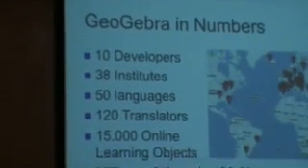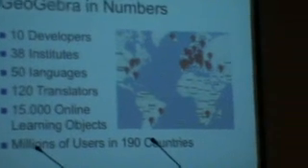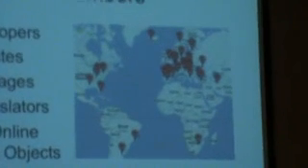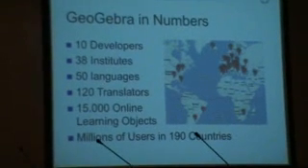Now there are 38 Geogebra institutes around the world, and it's growing almost every week. The translations of Geogebra started with Spanish in Argentina, and now we have 50 languages, and probably another 10 languages are currently in progress. Last week we got an email that Geogebra is translated to Nepalese and to many other languages that we didn't even hear about. So there are already 120 translators all around the world.